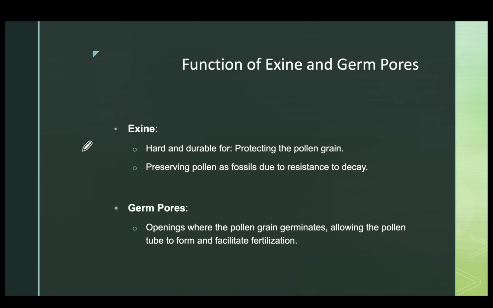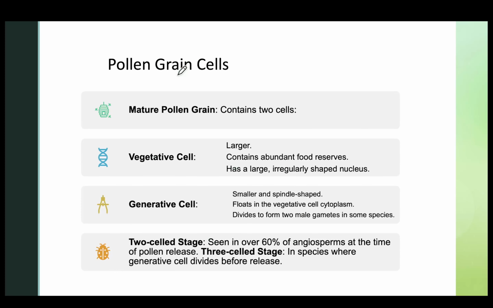Now let's look at the function of exine and the germ pore. Exine is the outermost layer, and it's very hard, so it helps in protecting the pollen grain. Also, it helps in preserving the pollen grain, as it is resistant to decay. The germ pore is the space where exine is not present, which helps the pollen grain to form a pollen tube during the process of fertilization, or we can say to facilitate the process of fertilization exactly.